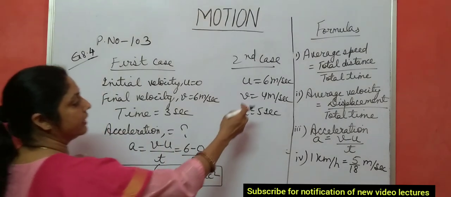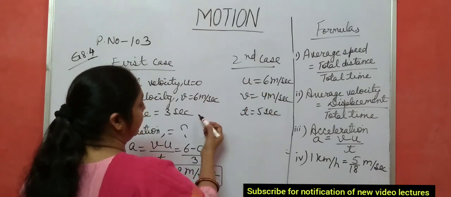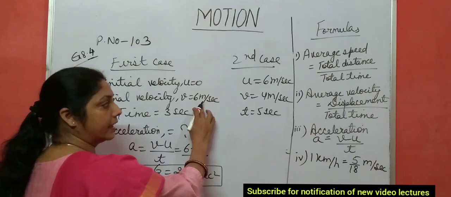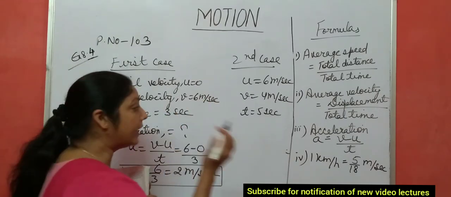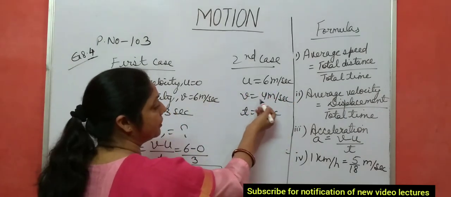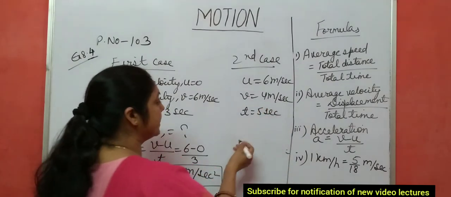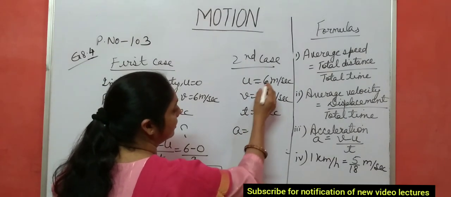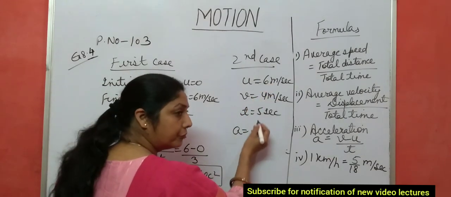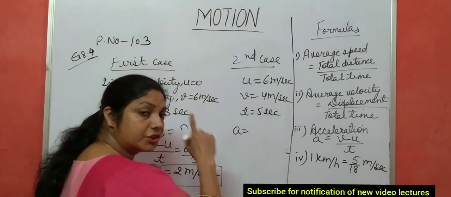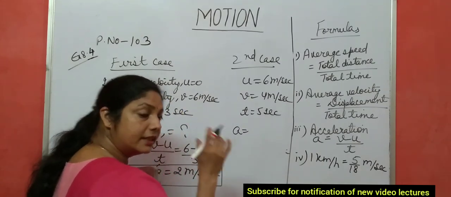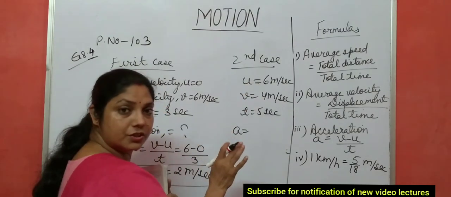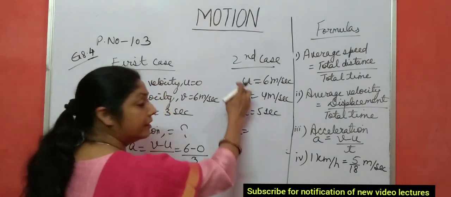In the same way, in the second case, he applies the brake. In that case, the initial velocity is 6 and the final velocity reduces to 4 meter per second, in a time of 5 seconds. So for acceleration, initial is 6, final is 4. And change in velocity is always final minus initial, whether the final velocity is smaller or larger than the initial velocity. It is always final minus initial.